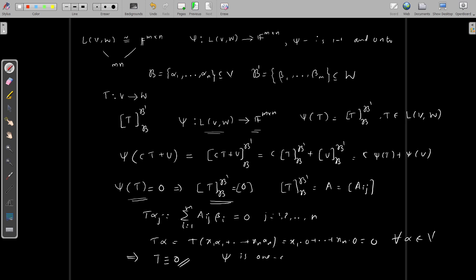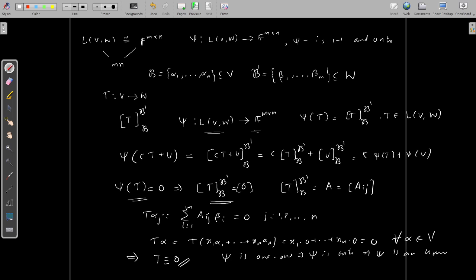We already discussed the equivalent statement: if the dimensions of two vector spaces are the same, then 1-1 if and only if it is onto. Therefore 1-1 implies psi is also onto. Therefore psi is an isomorphism.